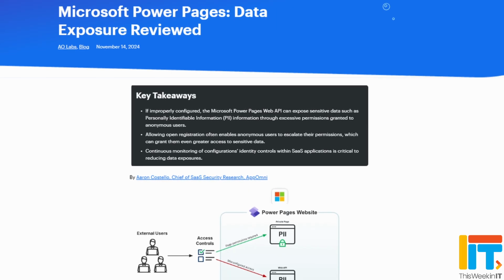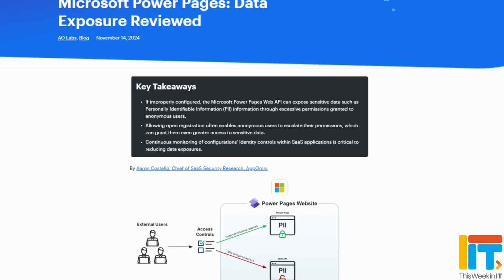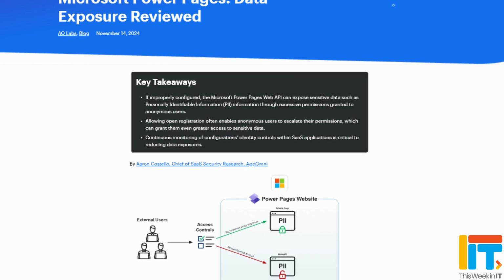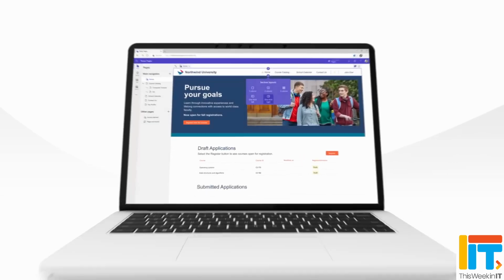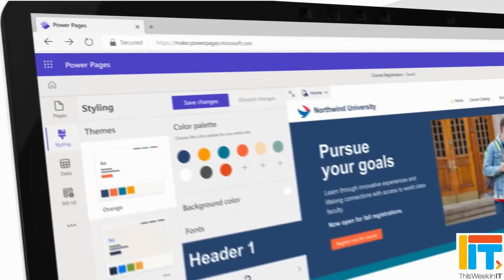A story that just broke in the last 24 hours or so: it was revealed, I think sometime this week, that about 1.1 million NHS workers' personal information was exposed by Microsoft Power Pages. In case you're not aware, Power Pages is basically a system for allowing organizations to quickly build websites and then connect with the Microsoft Dataverse so that you've got access to all of your backend data.